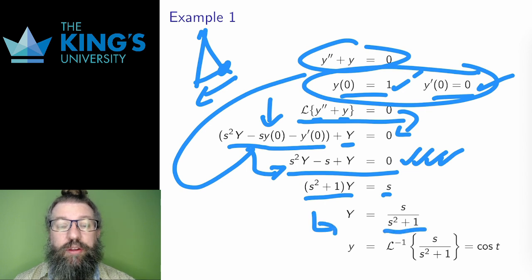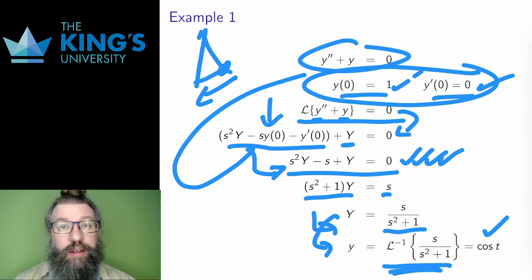And in order to get back to the lowercase y, I need to invert the Laplace transform. I look at my tables, look to see if I get s over s squared plus 1 anywhere. I in fact do. That is the transform of the cosine. So the inverse of s over s squared plus 1 is the cosine, and I'm done. This is how, in a nutshell, a Laplace transform solves a differential equation: changes it into a linear equation, solves that linear equation, and tries to reverse the transform.